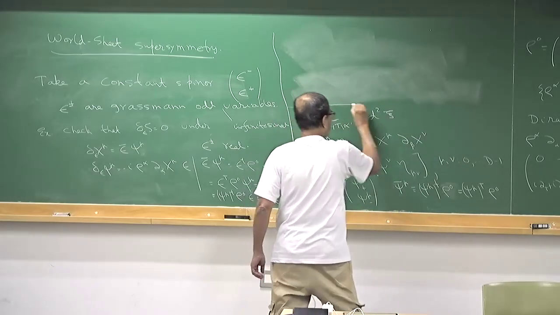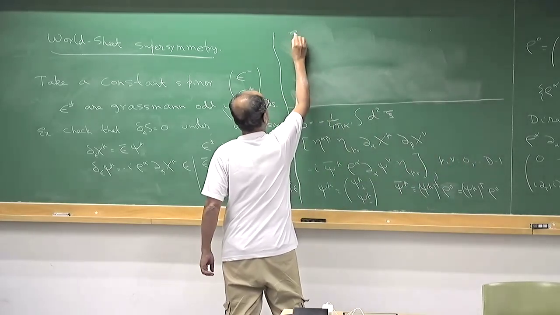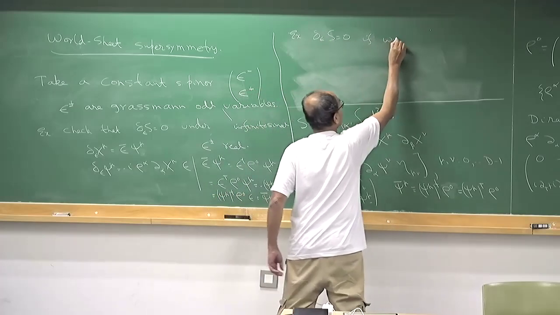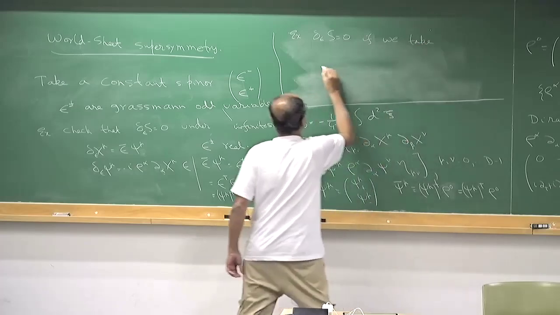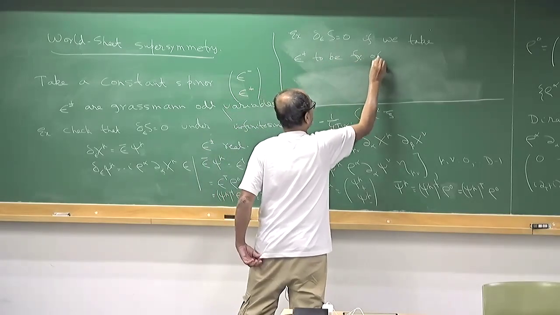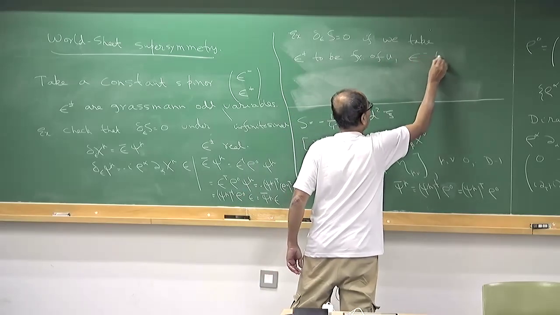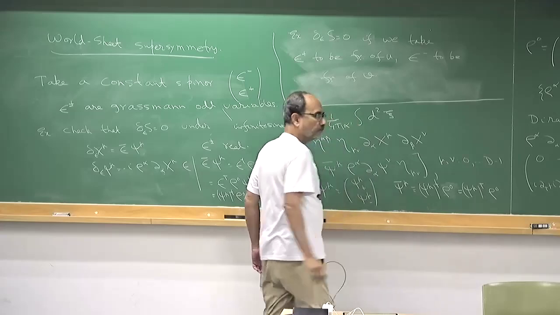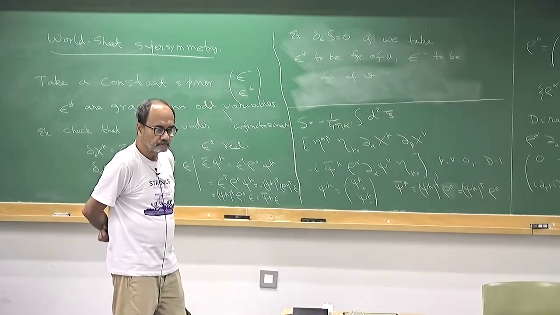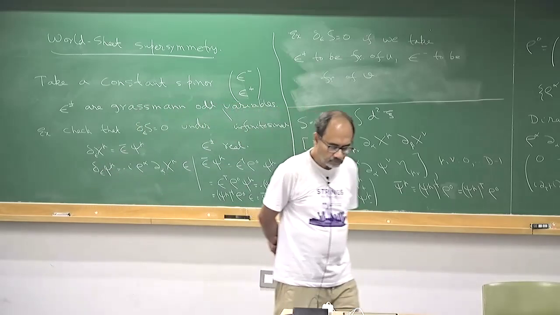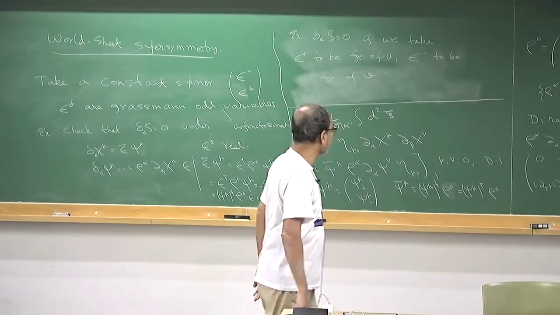Another exercise. Delta epsilon S is 0 if we take epsilon plus to be a function of u, epsilon minus to be a function of v. Okay, this is again straightforward to check.